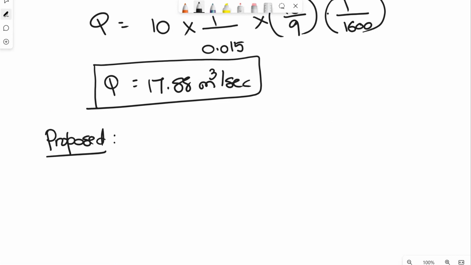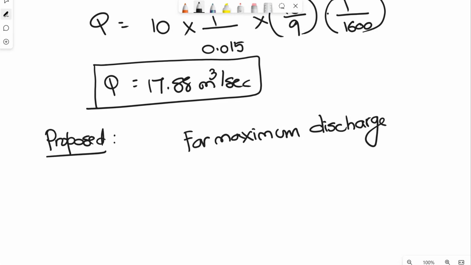Proposed is what? That new channel, basically, for maximum discharge. For maximum discharge, I use the conditions. What are the conditions? Number 1, y is equal to b by 2. Number 2, R is equal to y by 2. I will write this down a bit.